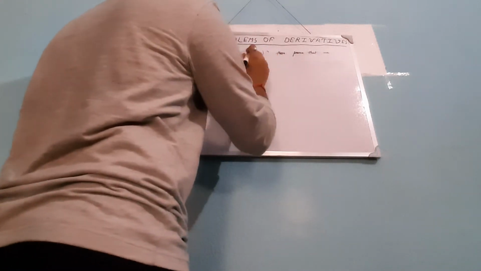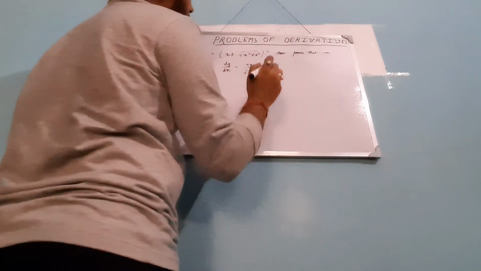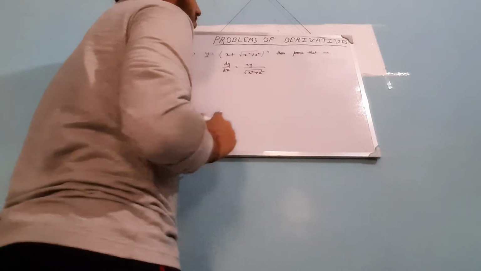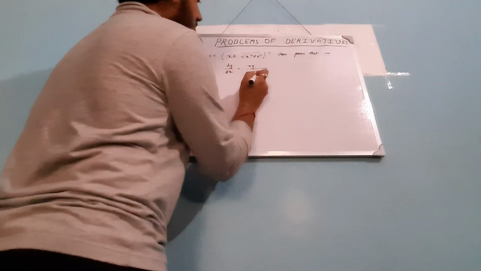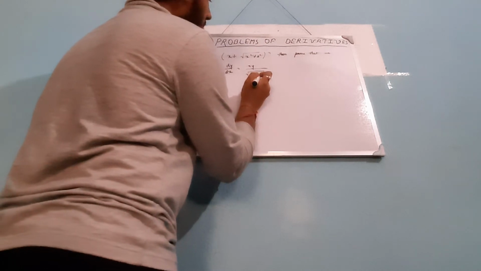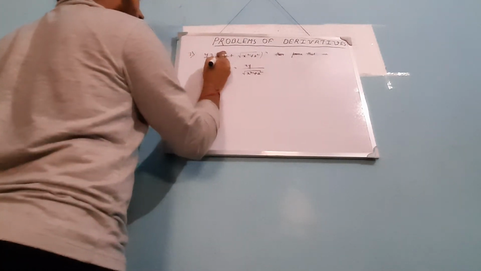So friends, our next problem is this: y equals x plus root over x square plus a square, whole to the power n. Then prove that dy by dx equals ny by root over x square plus a square. So how will we do it? We will take log on both sides.